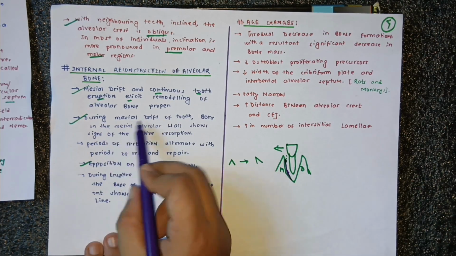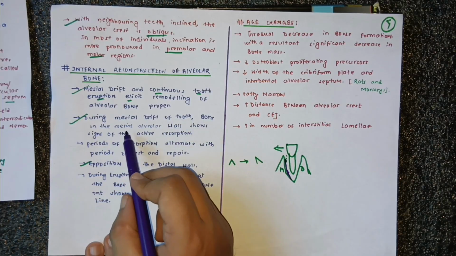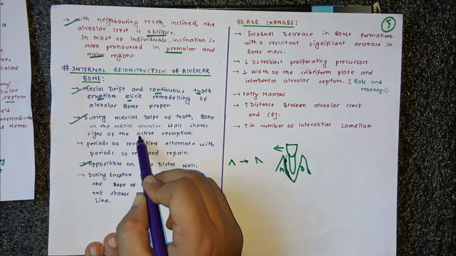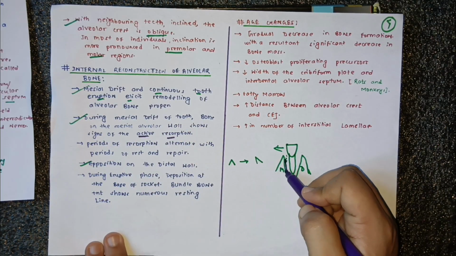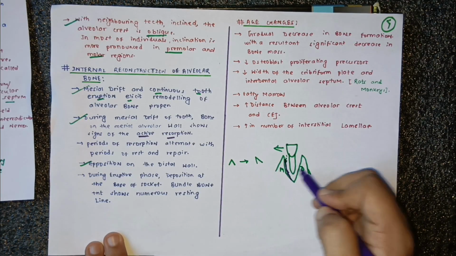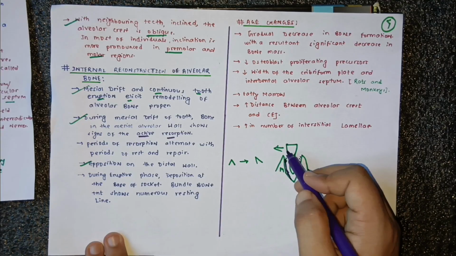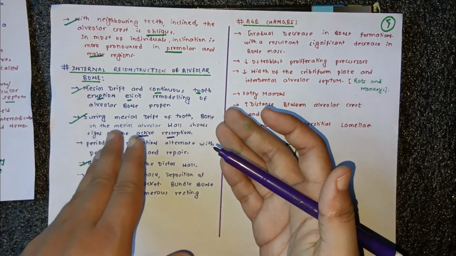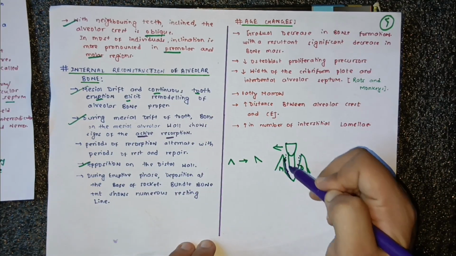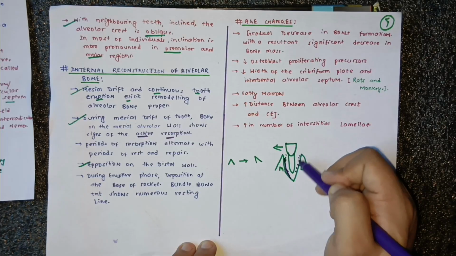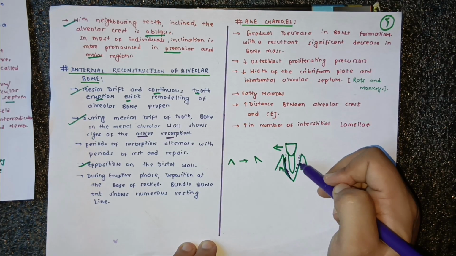During the mesial drift of the tooth, bone on the mesial alveolar wall shows signs of active resorption. So on the mesial side we see resorption and on the distal side there is deposition. As the tooth is drifting toward the mesial side, we need the space, so there is resorption, but we need to fill out the space here.